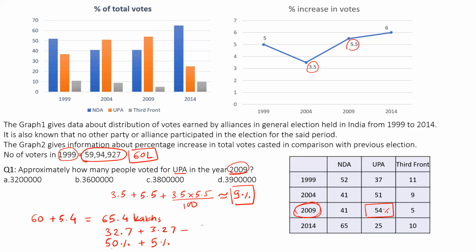So I'll simply subtract 1% of the value. So 1% of 65.4 lakhs is nothing but 0.654 lakhs, roughly 0.65. Okay, so minus 1%. Now if you try to calculate this, it will be roughly 35.2 lakhs. Looking at the options, option B is the closest match. So hence the answer for question 1 is option B.